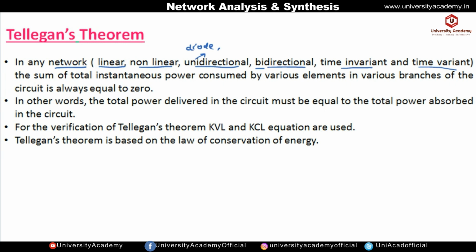Examples of bidirectional elements are R, L, and C. These are the examples of bidirectional elements, and they can be time variant or time invariant. Then the sum of the total instantaneous power consumed by various elements in the various branches of the circuit is always equal to 0. It means the net power consumed by all the elements will always be equal to 0.